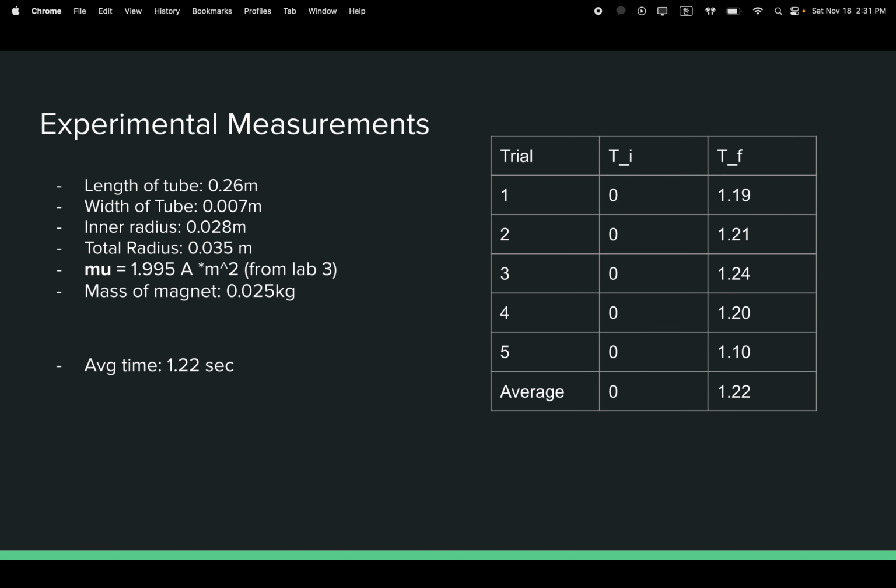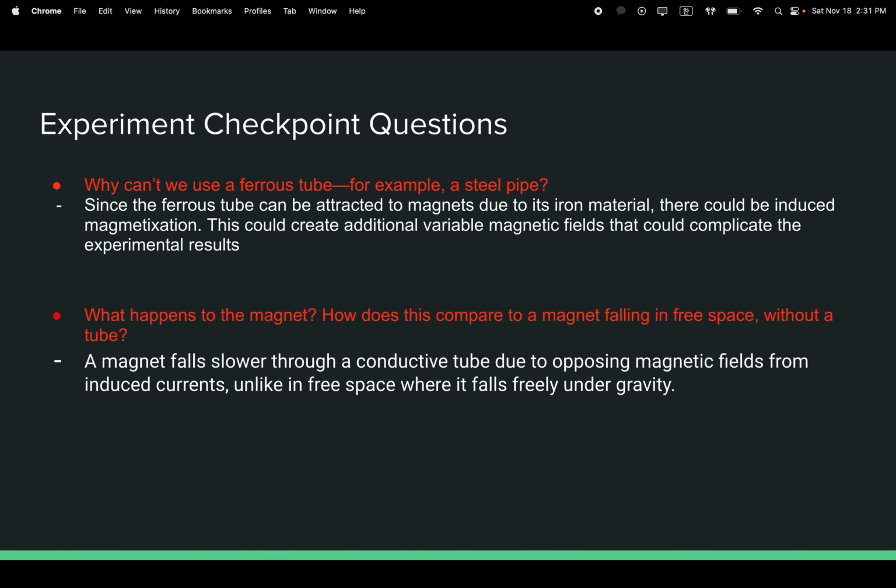I also assumed that there is a uniform gravitational field. These are some measurements I made for the experiment. The length of the tube was 0.26 meters, and the width of the tube and the inner radius were 0.007 meters and 0.028 meters respectively. So the total radius will be the addition of these two measurements, which is 0.035 meters. The mu value is from lab 5, which is 1.995, and the mass of the magnet was measured to be 0.025 kilograms. On the right-hand side of this slide, we can see a table of 5 trials of dropping the magnet through the aluminum tube, and the average value was calculated to be 1.22 seconds.